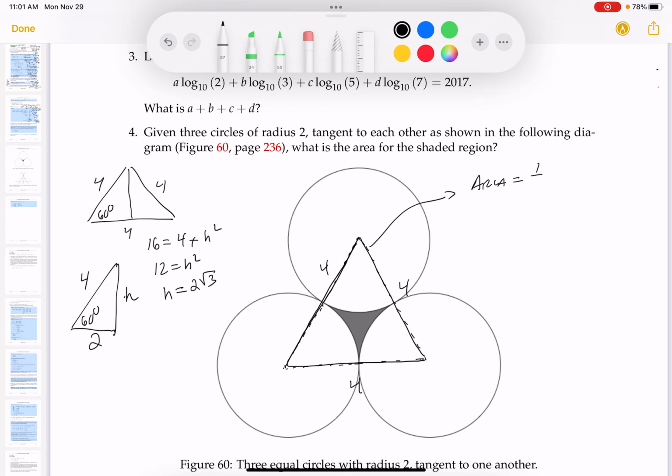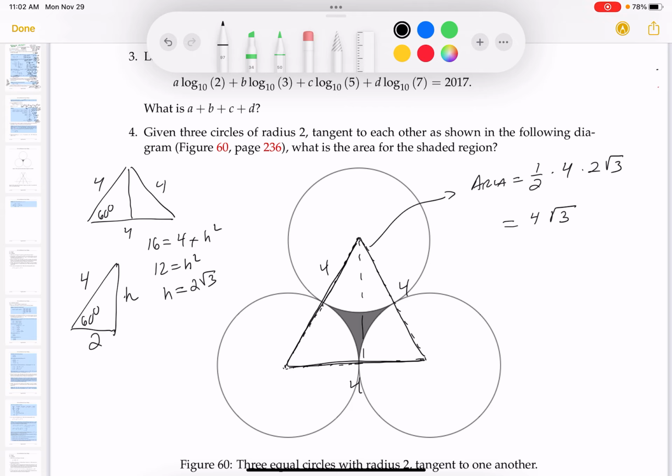So the area is going to be 1/2 times the base. The base of this guy is 4, and the height, remember, we just computed, is 2 root 3. What do you get over there? You get 4 root 3, right? Let me make sure I did that right. The base is 4, and the height is 2 root 3. Yeah, I think I did okay.